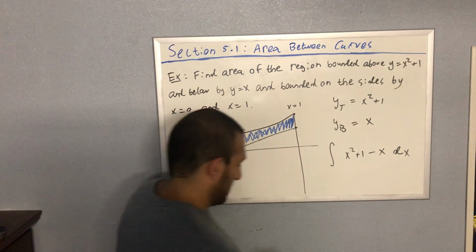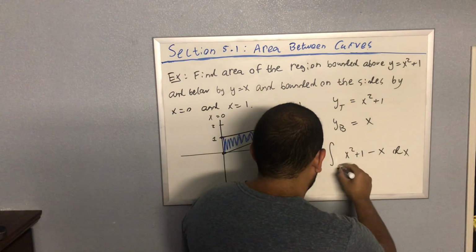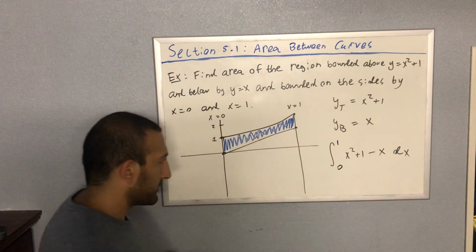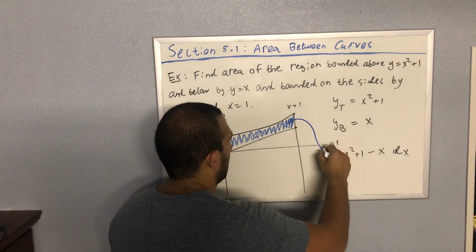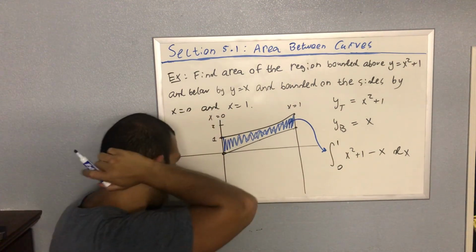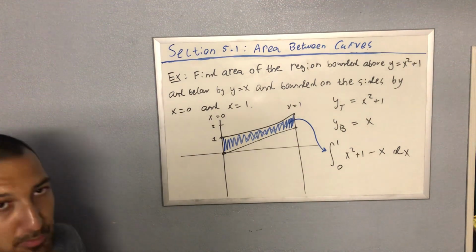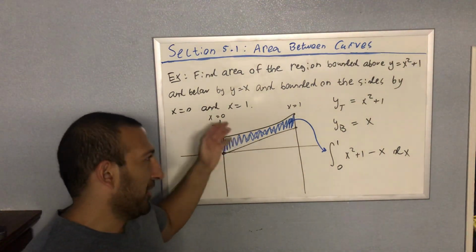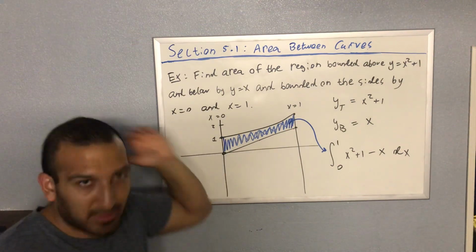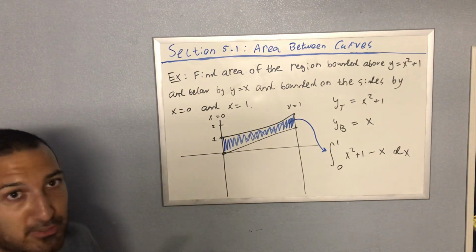So this is going to be the integral from 0 to 1. This is the area under the curve, given by this expression. This blue area is given by this expression. This is the beauty of calculus. This is amazing. How would you ever find such an area without this method? It's crazy.